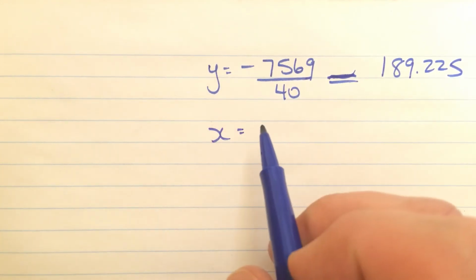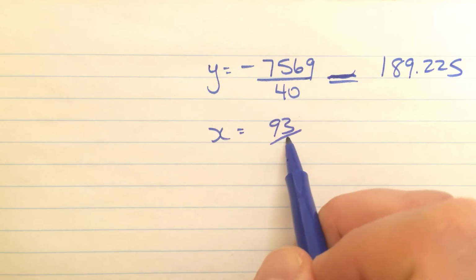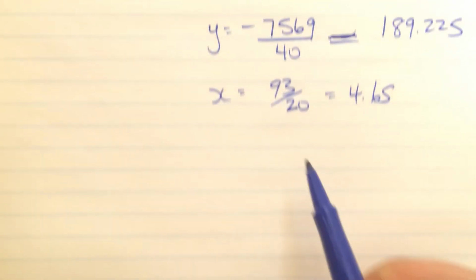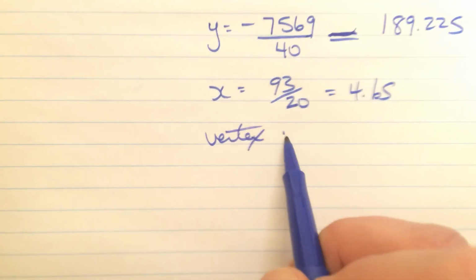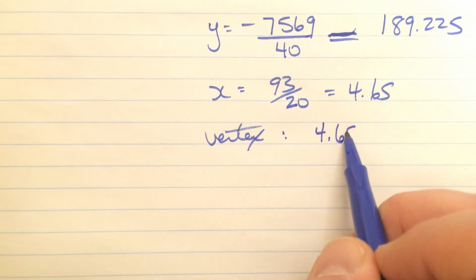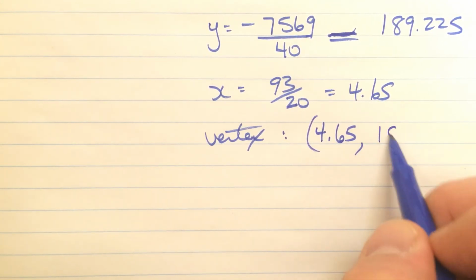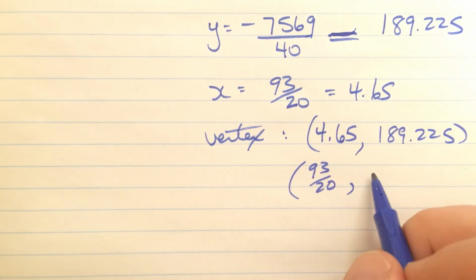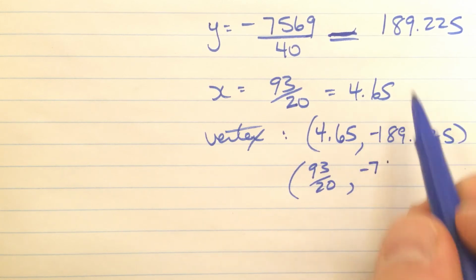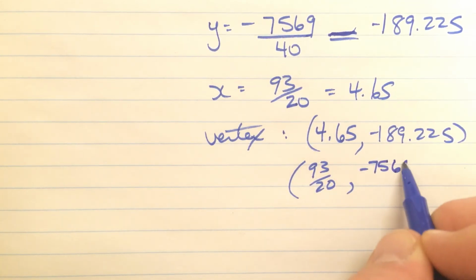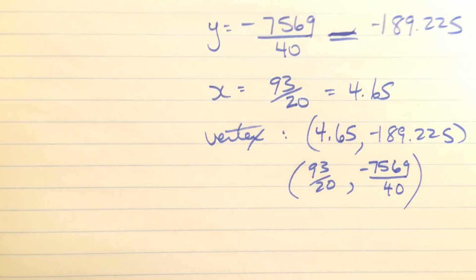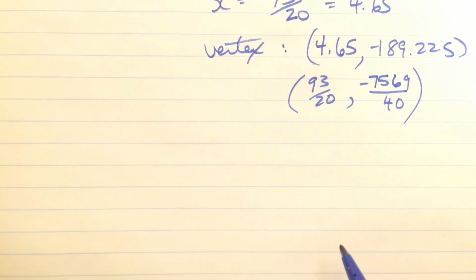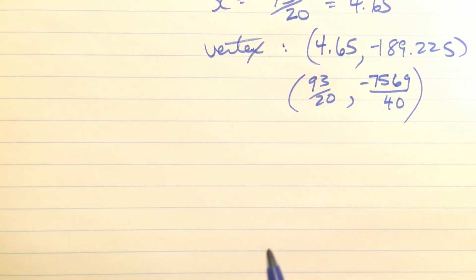And that x value, which was 93 over 20, is equal to 4.65. All right, so that's the vertex then. The vertex is (4.65, -189.225), or you can write it as 93/20 and then negative, I should have a negative there, 7,569 over 40. Okay, yeah, gross. Those are pretty nasty fractions to work with, but that's the way it is. You've got to learn how to work with fractions and use them well.